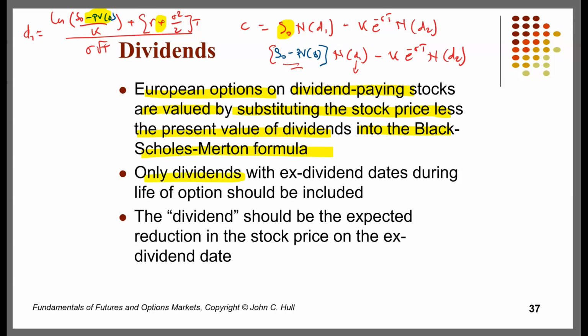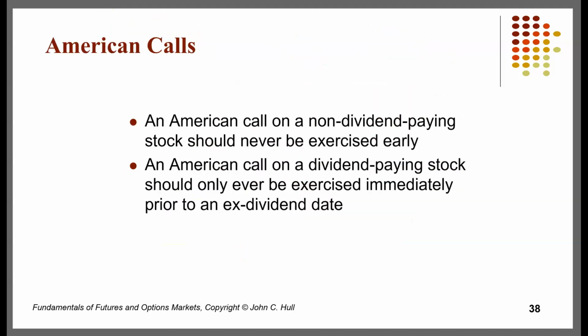Only dividends with ex-dividend dates during the life of the option should be included. So dividends that are declared and will be paid later, during the life of the option, would be included here. The dividends should be the expected reduction in the stock price on the expected dividend date. So that's why you correct that stock price here for the present value of the dividends.